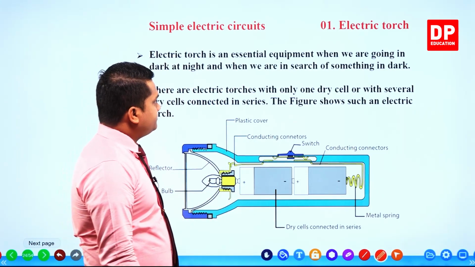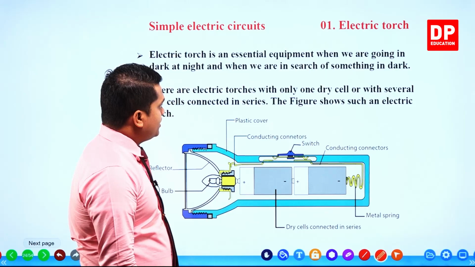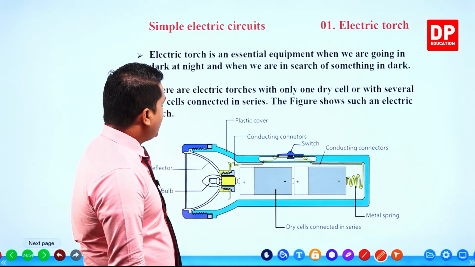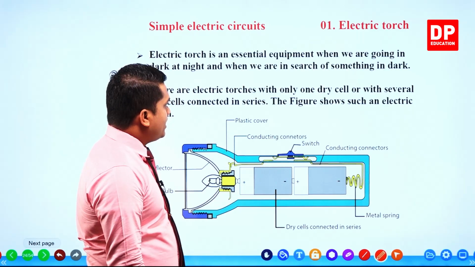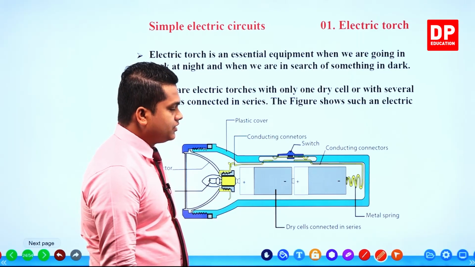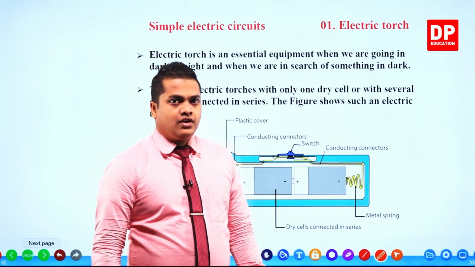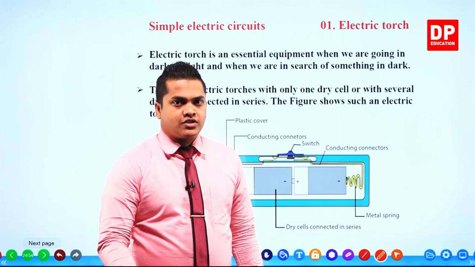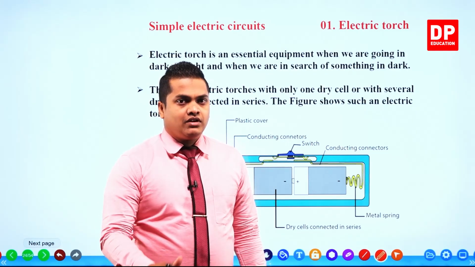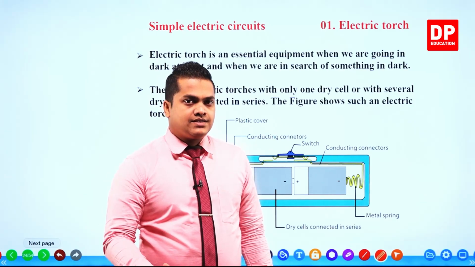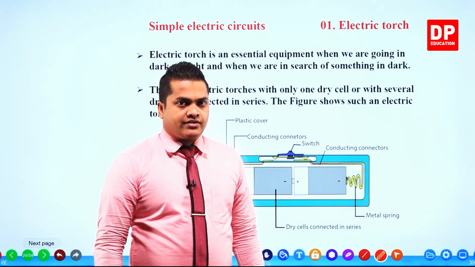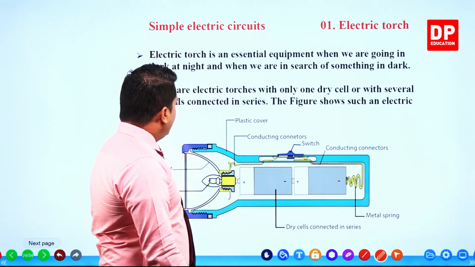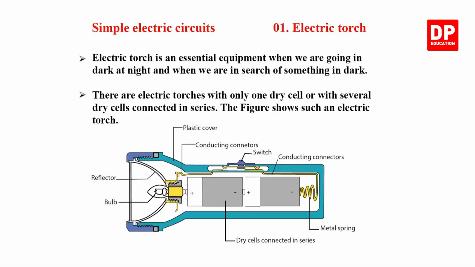So here it is given: an electric torch is an essential equipment when we are going in the dark at night and when we are in search of something in the dark. First of all, why do we use an electric torch in these kinds of instances? To search for something in the dark, to travel in the dark. In those cases, we use the electric torch. There are electric torches with only one dry cell or with several dry cells connected in series.